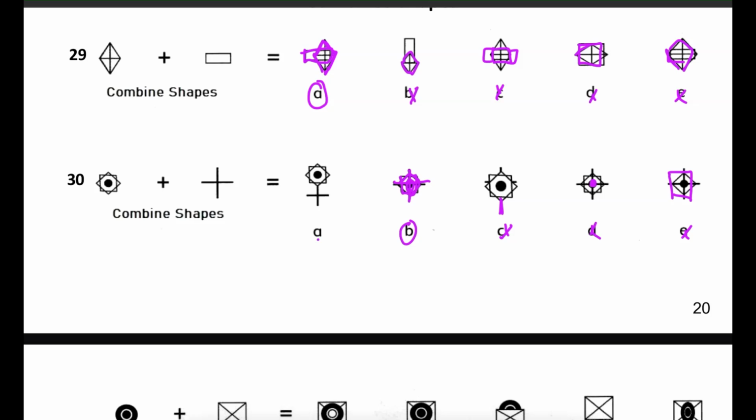It's not A either because this shape is not the same size as this one. This one is smaller.